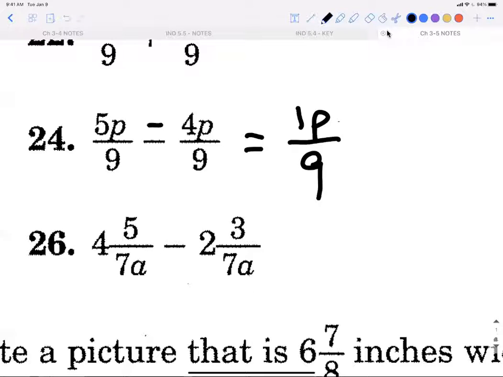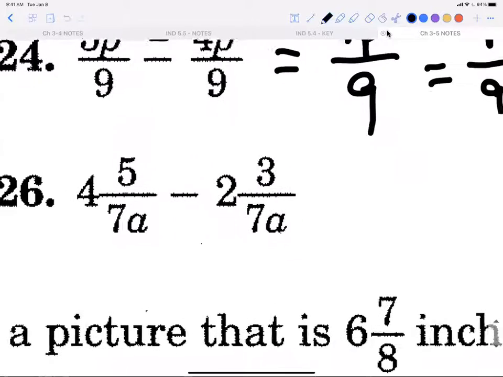If it helps you to say it like that, sometimes it helps to think about it in concrete terms rather than variables. So 5p minus 4p is like saying I had 5 apples minus 4 apples. I have 1 apple. Just make sure you write your p as your apple, okay? And again, if you want to, but you do not have to, you can clean that up by getting rid of the 1, but you don't have to.